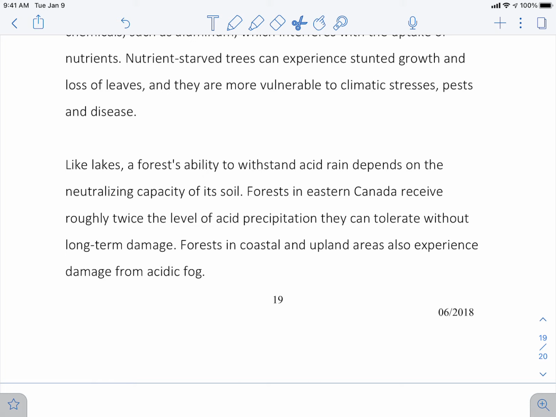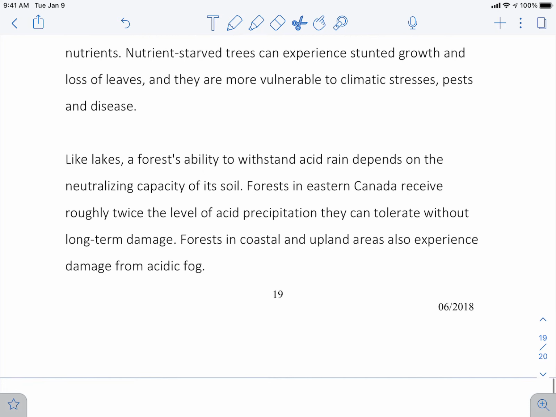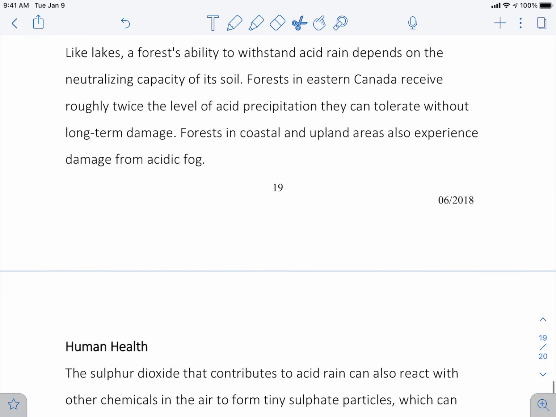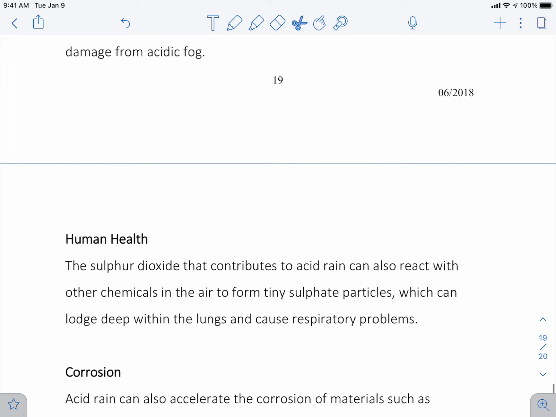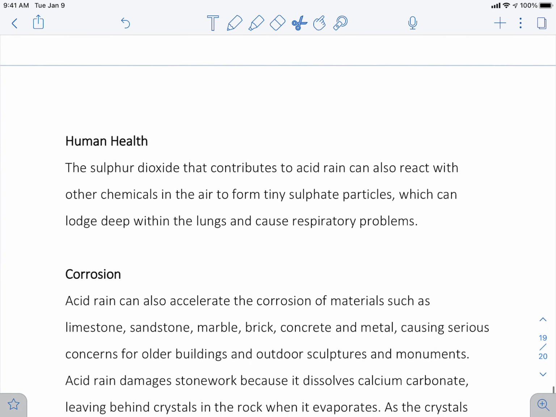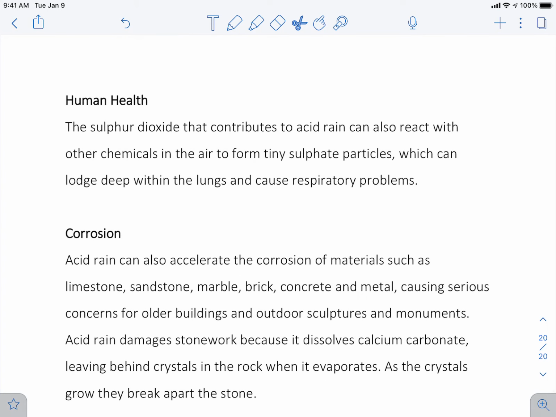Forests in the coastal and upland areas also experience damage from acid fog. Now, you see a lot of talk about eastern Canada, which is where there's greater industrialization, which means that there's more pollution going up into the atmosphere, which causes more acidic rain and acidic precipitation. Now, sulfur dioxide can also contribute to acid rain, and that can react with other chemicals in the air to make tiny sulfate particles, which can lodge in your lungs and cause respiratory problems.